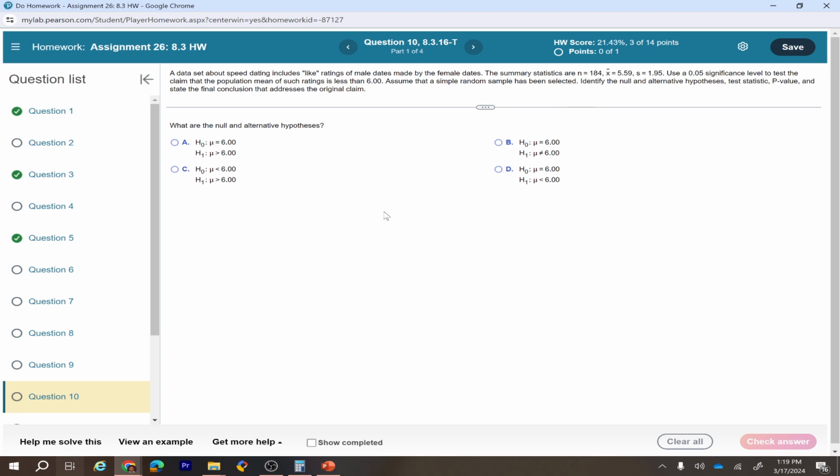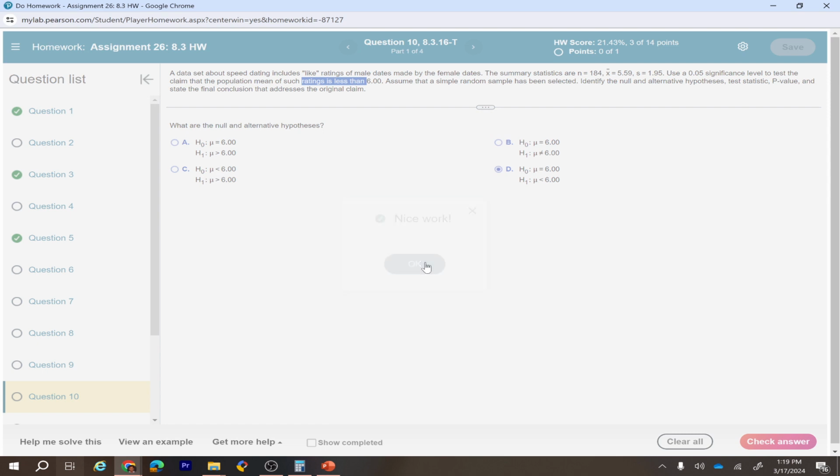Now, to solve this type of problem, first of all, we need to find the null and alternative hypotheses. The null hypothesis is that the mean is equal to 6, and the alternative is less than 6. That's the claim, less than 6. So the mean equals 6 and less than 6. That's our hypothesis.